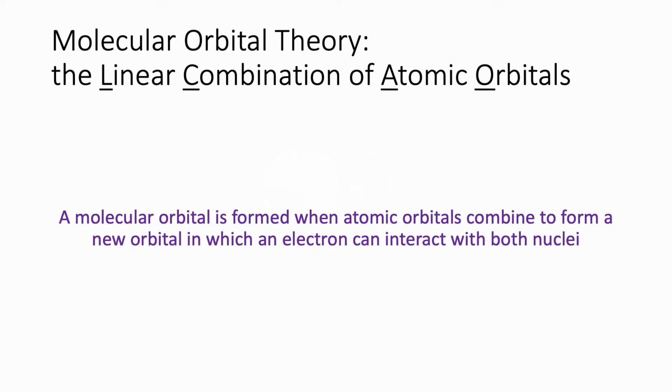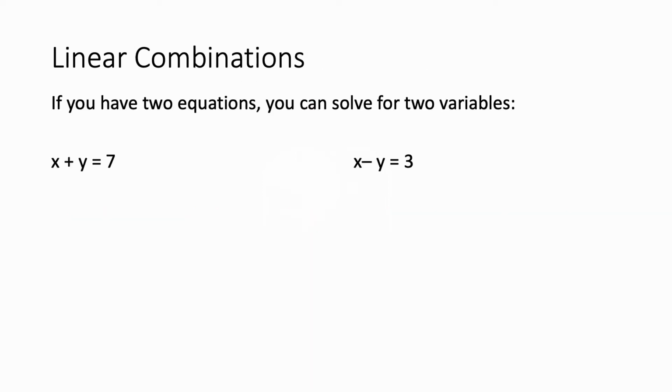So very much like what valence bond theory says, a molecular orbital is formed when atomic orbitals combine to form a new orbital in which an electron can interact with both nuclei. And that's really what we're trying to do here. We're trying to figure out what orbitals will form. Now, let's talk about linear combinations.